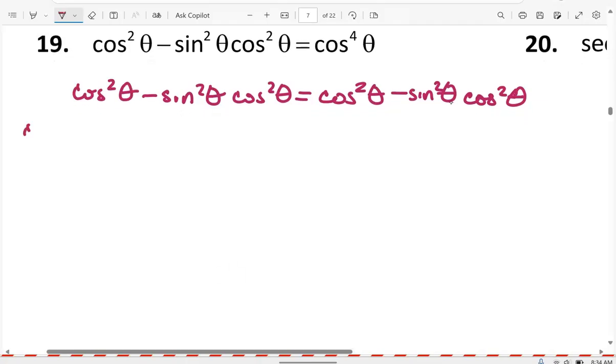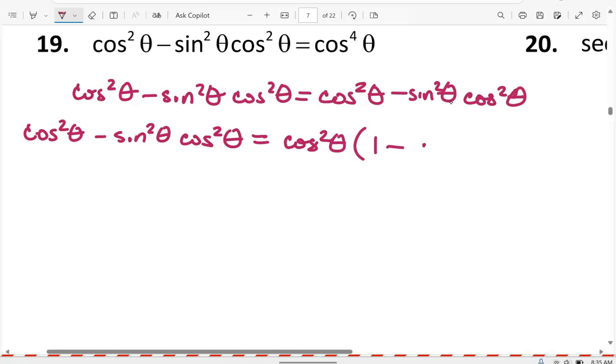Now I'm going to just recopy what is on the left side, and then I'm going to factor on the right. I'm going to pull out a common factor of cosine squared of theta, and that will leave us with 1 minus the sine squared of theta.